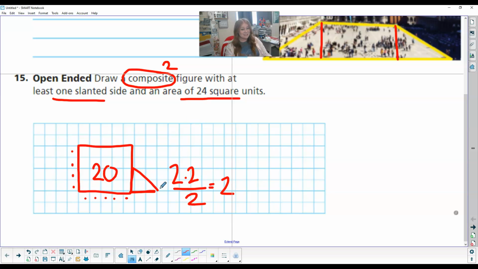And there's my slanted side. It has two shapes. I was so close. So I just need to make my triangle a tiny bit bigger so that the area of my triangle is 4. Or I need to make my rectangle have 22, like 11 by 2 or something like that. So there are lots of ways to draw that: two shapes, one slanted side, area of 24 total square units. So this is an example. Mine is not correct. I only made it to 22 units, but you can go from there.